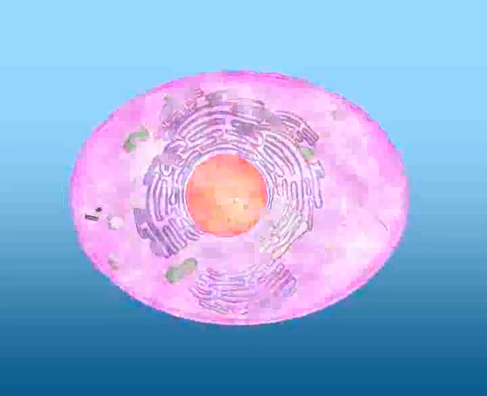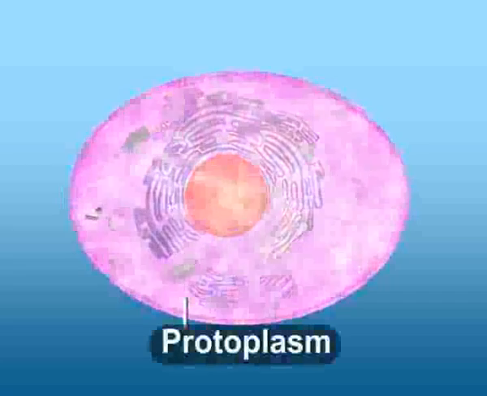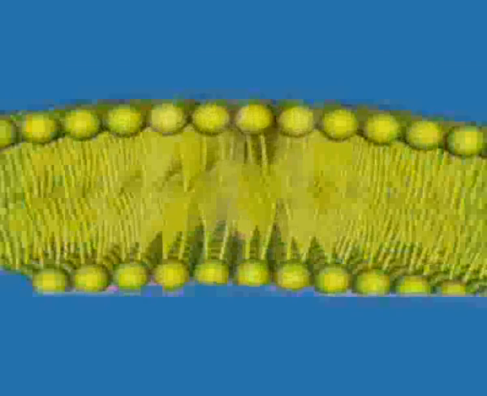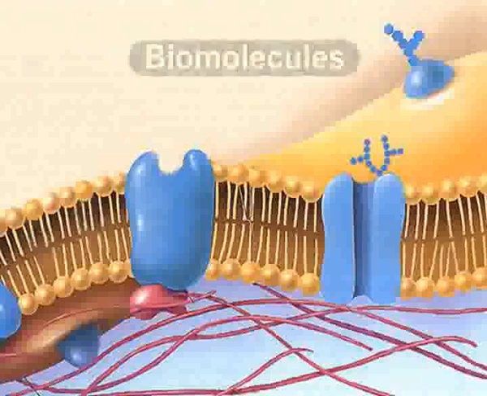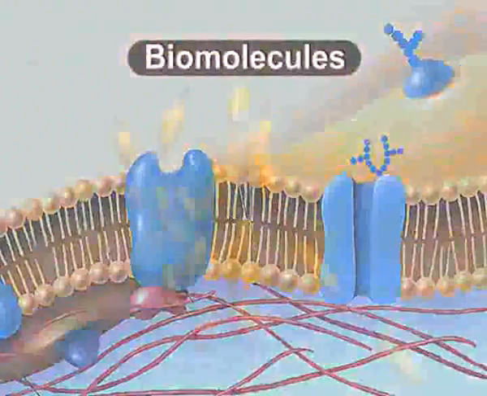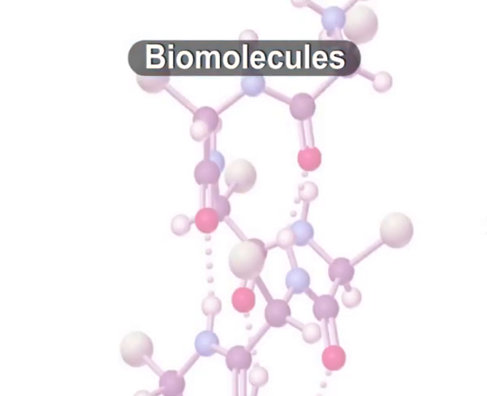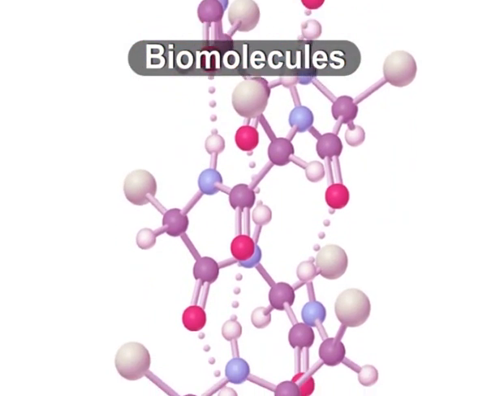The living matter of the cell, that is protoplasm, consists of both organic and inorganic compounds. Various types of organic and inorganic materials are found in a cell. The molecules present in living organisms are called biomolecules. These molecules combine to form inorganic material and organic compounds.